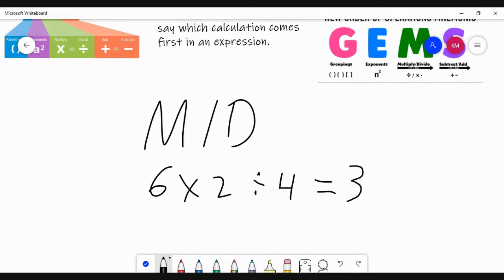Another example, 6 divided by 2 multiplied by 4. Based on the order of operations, you still follow it, whether it's multiplication or division, you must do it from left to right. So 6 divided by 2 is 3. 3 times 4 is 12.